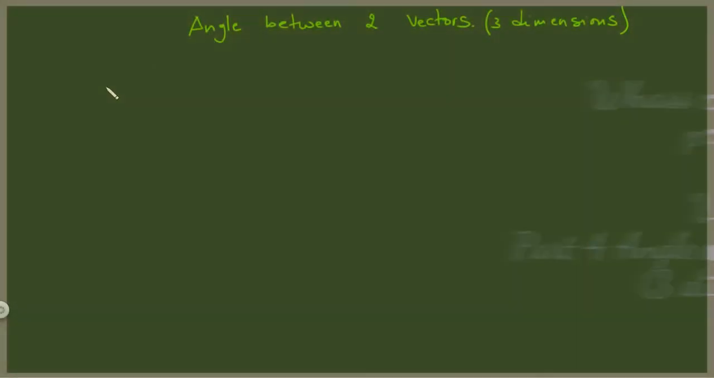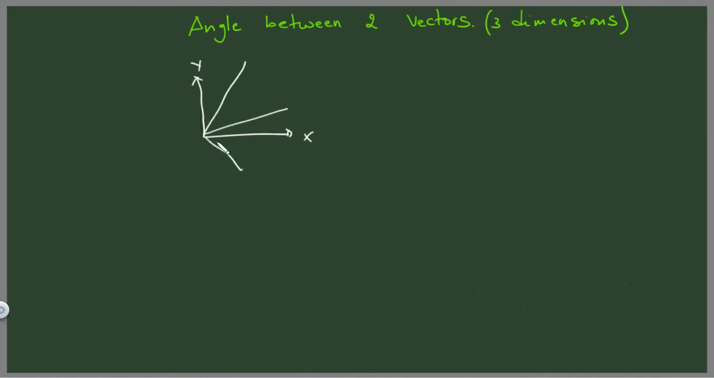Hi, welcome back. In the previous video, we had two vectors in two dimensions. We had something like this: an xy coordinate system, x and y, and we have two vectors in it, one going this way and the other that way. We have these two vectors with an angle in between.